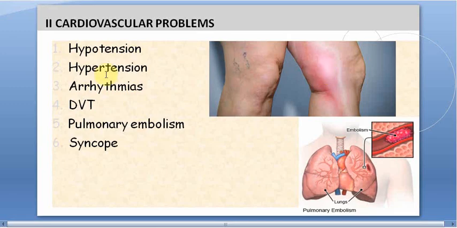So to avoid or prevent DVT, early ambulation should be started. That is, you can start with passive exercises, physiotherapy and all. Please always remember it is a major complication where usually the patient, especially in the back muscle region, will have redness and pain. Next one is pulmonary embolism.